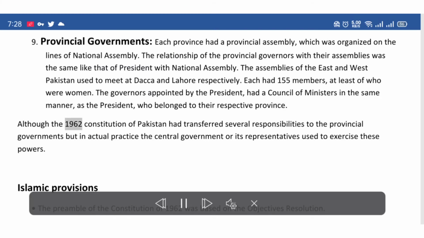Although the 1962 Constitution of Pakistan had transferred several responsibilities to the provincial governments, in actual practice the central government or its representatives used to exercise these powers.